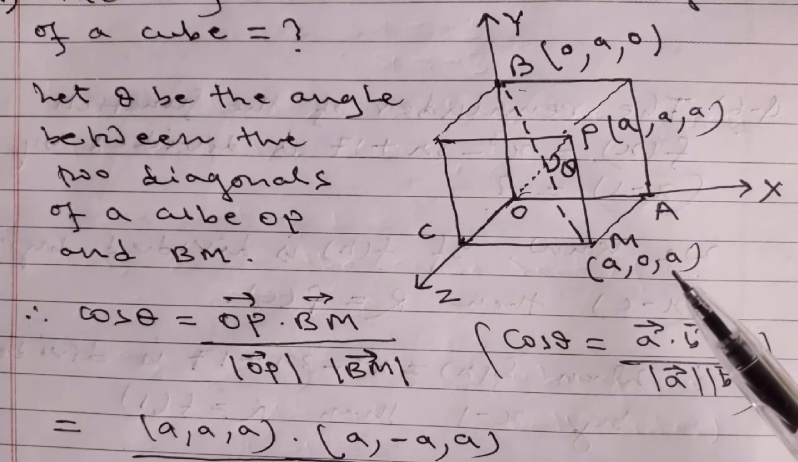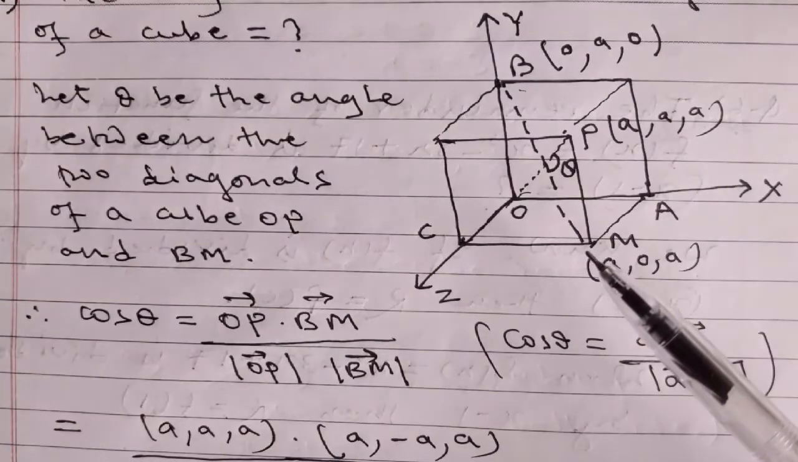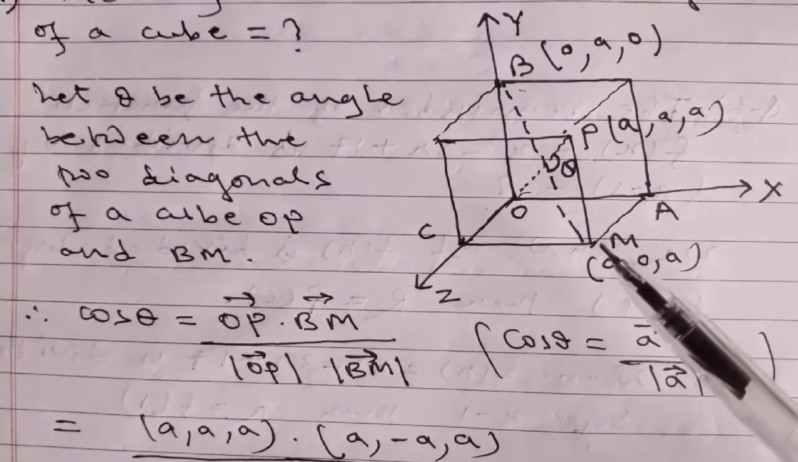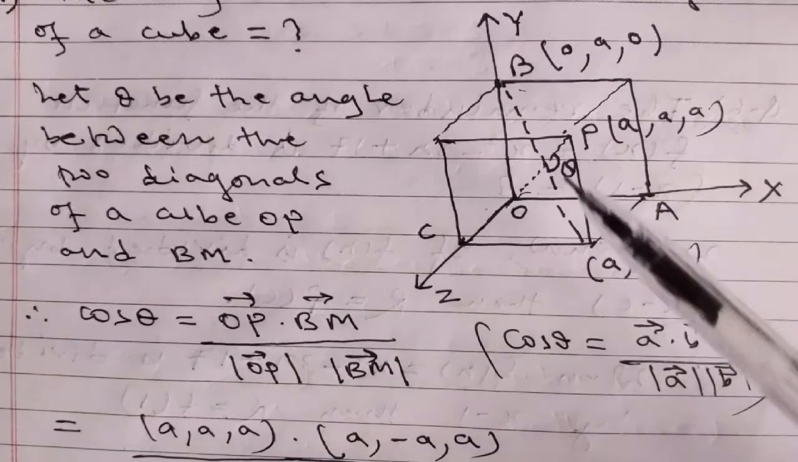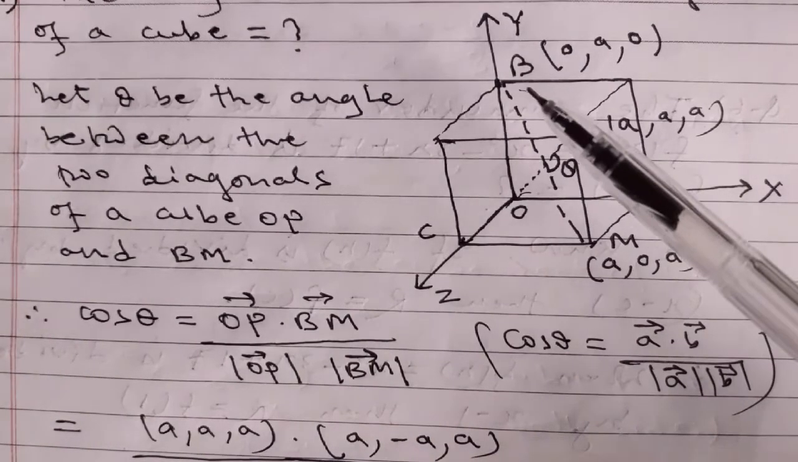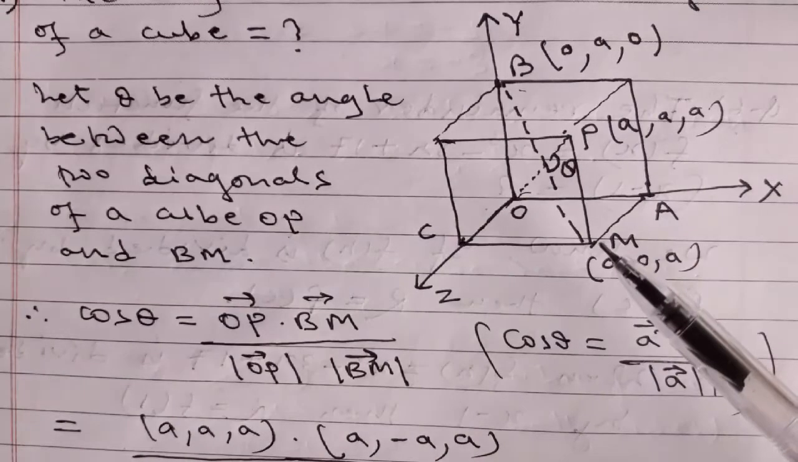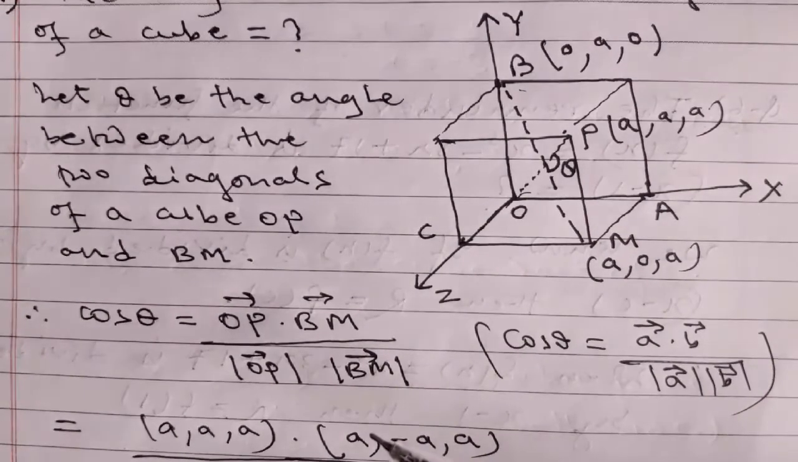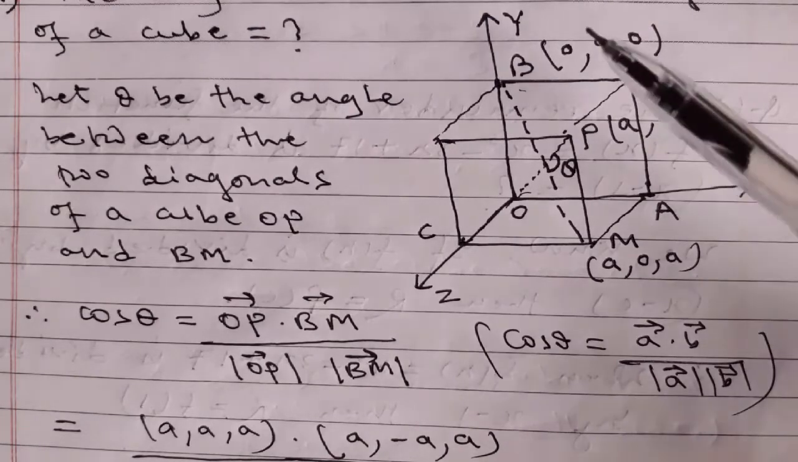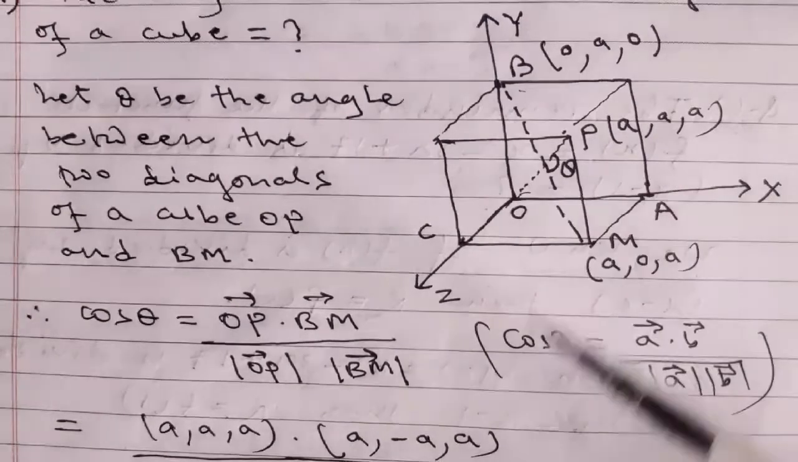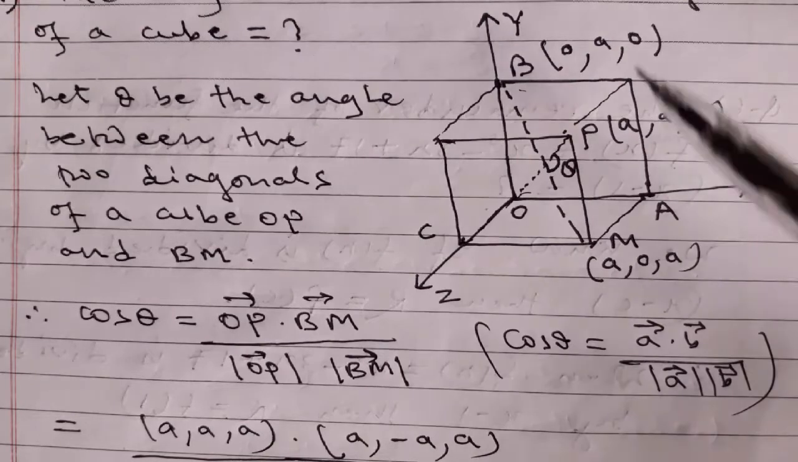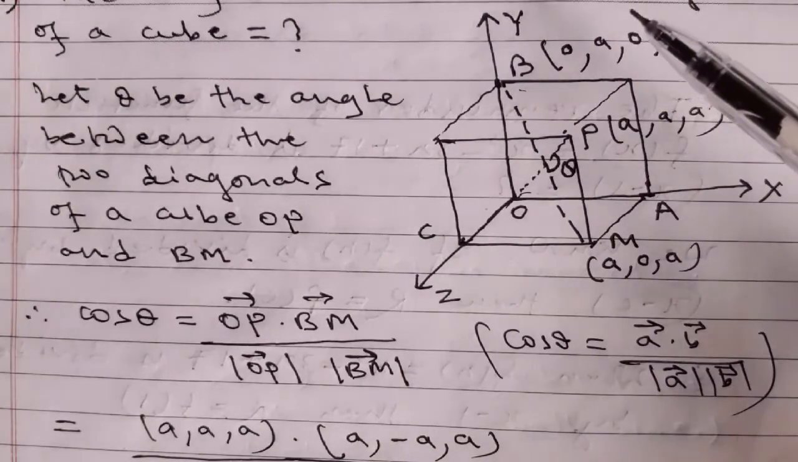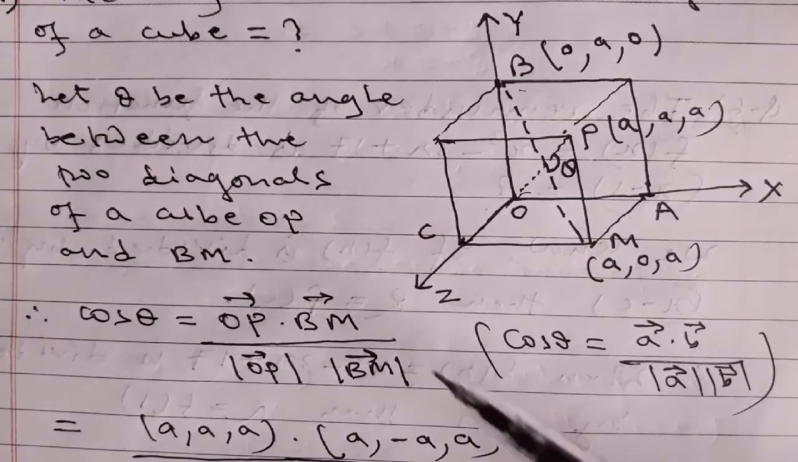Now we can easily find vector BM. If you know the coordinates of any two points, then the vector joining them, or the displacement from the first point to the second point, will be x2 minus x1, that means a minus 0, which is a; y2 minus y1, that means 0 minus a, which is minus a; and z2 minus z1, that means a minus 0, which is a. So vector BM is a, minus a, a.